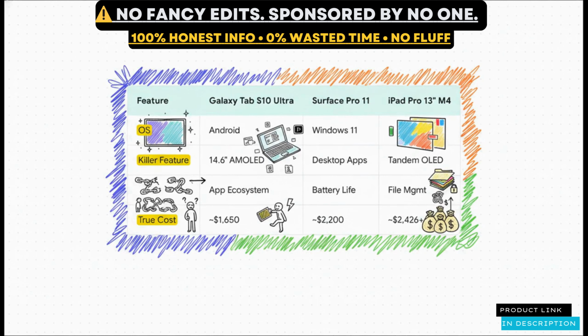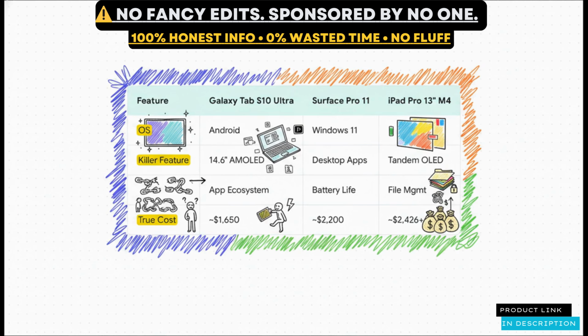This table really lays out the trade-offs perfectly. Look, the Galaxy Tab gives you that incredible 14.6-inch AMOLED display. It's a massive canvas for your work, but its big weakness is the Android app ecosystem, which just isn't as strong for pro video. The Surface Pro 11, its killer feature is you can run full desktop apps like Premiere Pro, but that comes at the cost of some battery life.